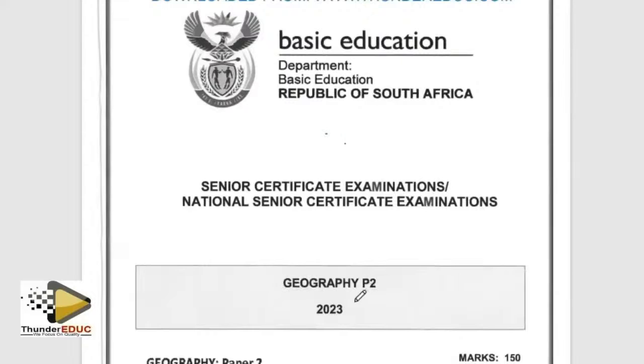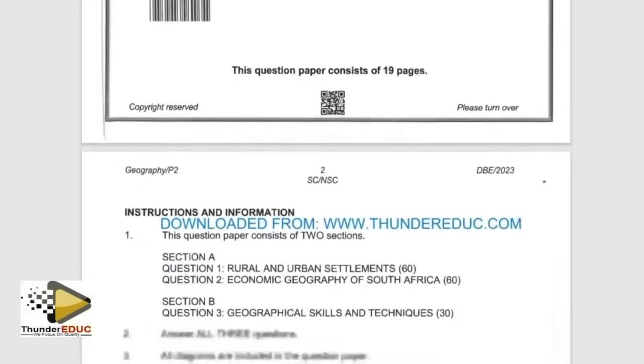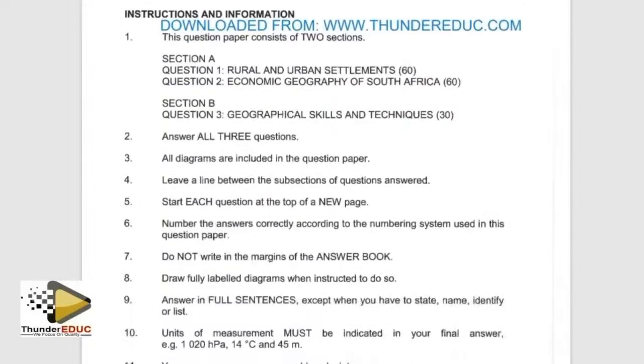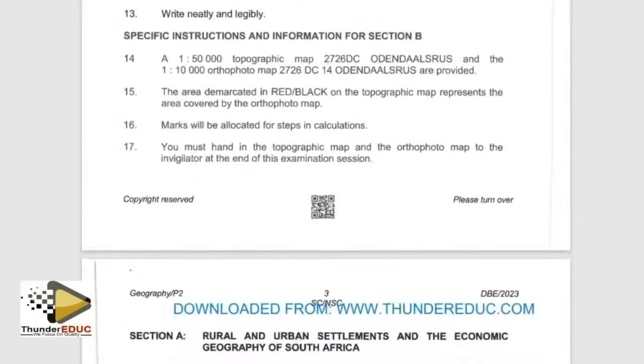So here I come today for paper 2, and this paper 2 is also for the same year, which is 2023. Remember, paper 2 is basically economic geography and settlement, plus map work. I'll take you straight to the questions. I will disregard the instructions for now, but when you're writing your final examination, don't forget that you're supposed to go through the instructions.